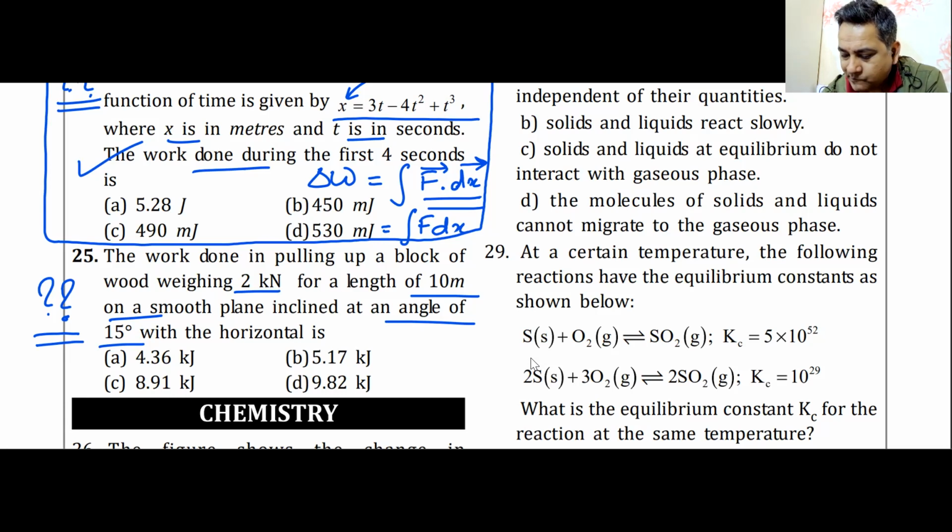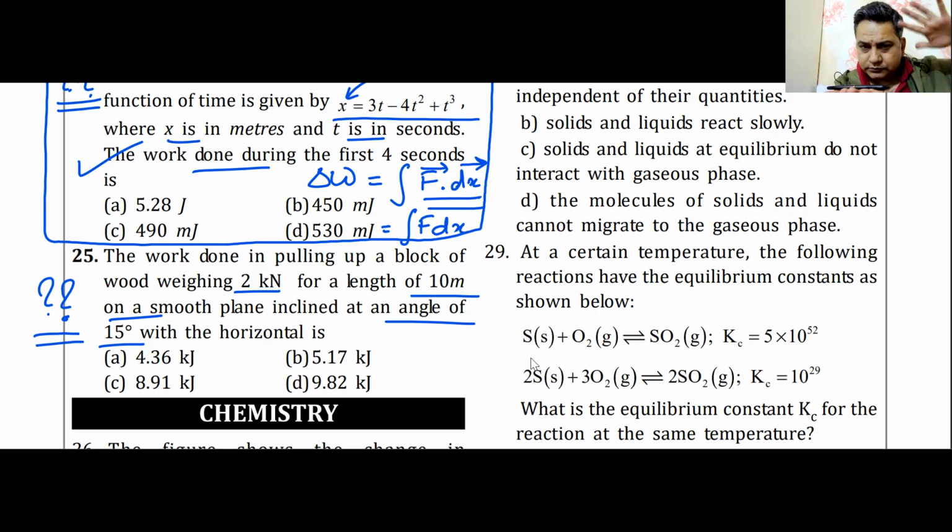Minus mgh. Why minus mgh and why not plus mgh? Opposite to gravity. Yes, opposite to gravity. Why? We'll start with this point today.